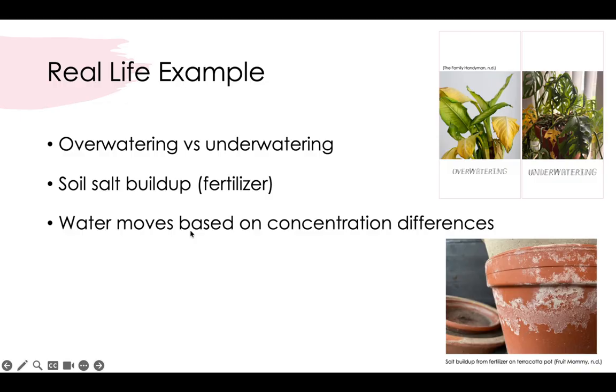A really common example of this is how watering and fertilizing affects plants. If there's too much fertilizer or salt in the soil, the concentration outside the roots becomes higher than that of inside the plant. When that happens, water actually moves out of the roots instead of into them, which can damage or even kill the plant. On the other hand, when the soil has a lower concentration, water moves into the roots more easily, helping the plant stay hydrated and healthy.